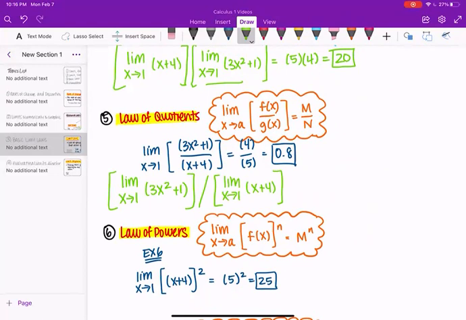So what I'm going to do is I'm going to test that theory, and I'm going to say if I plug in 1 to here, I'll get 3 times 1 squared plus 1 is 4. And if I plug in 1 to here, I get 1 plus 4 is 5. And simplifying that fraction, I get 0.8. And again, they match, thank God.